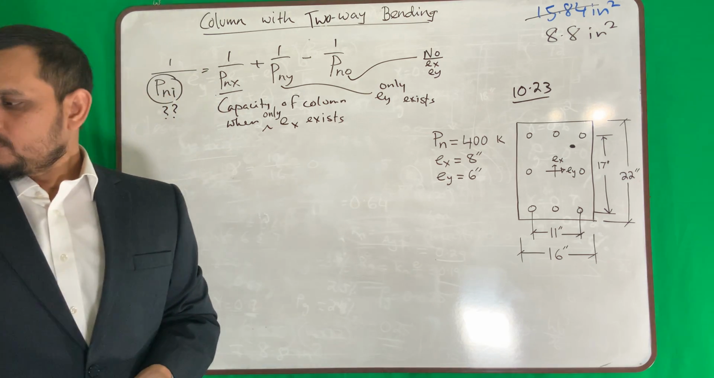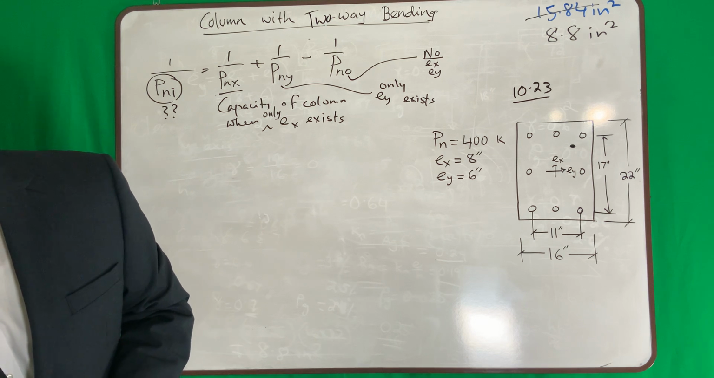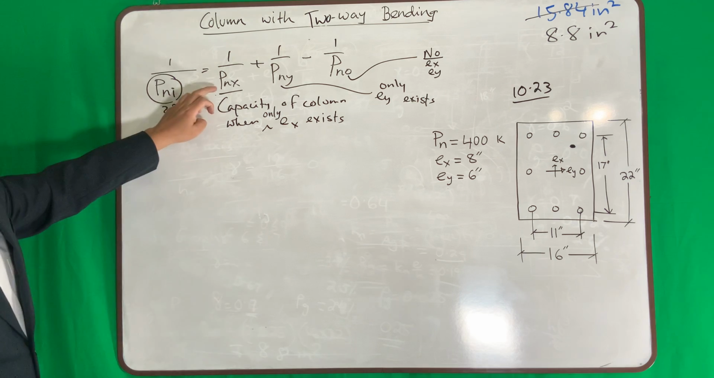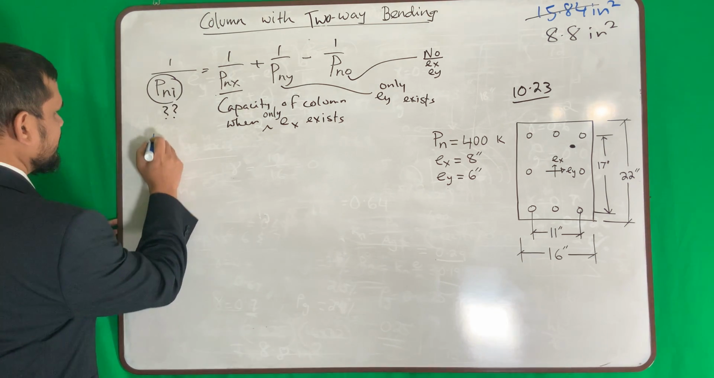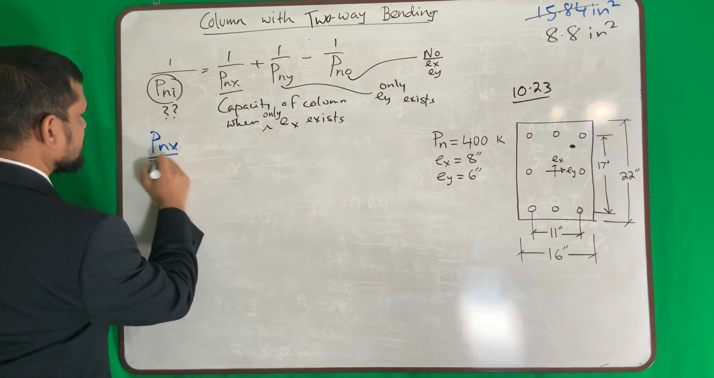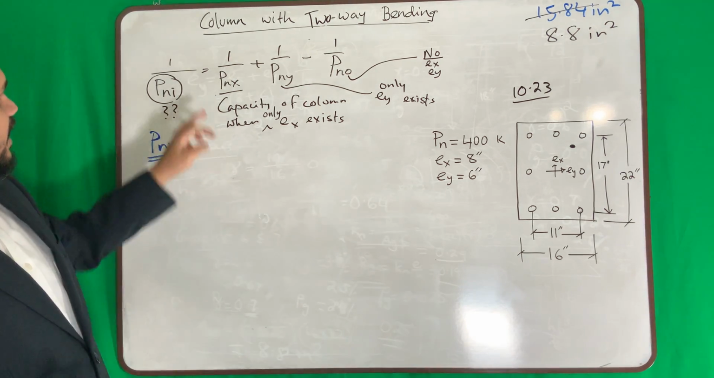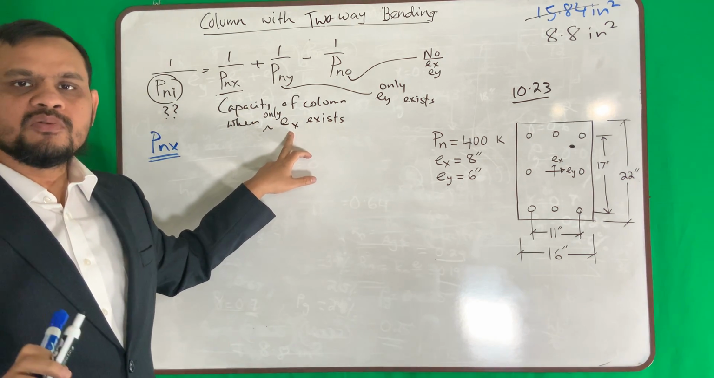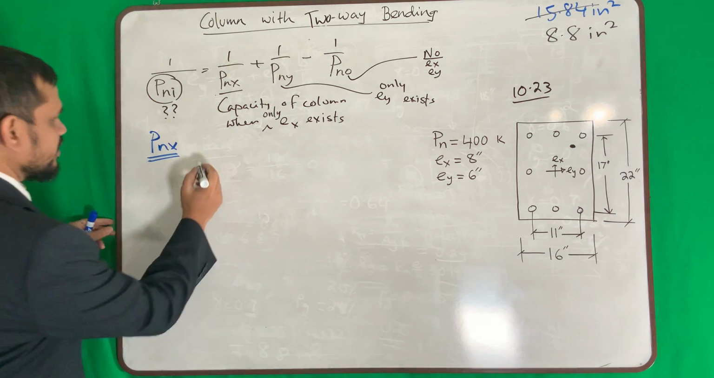So we will go there very quickly. First we will calculate Pnx. That is our target. What to do? Capacity of column when only EX exists. That means there is no EY, only EX. So do not make this mistake. EX. So what is our EX?